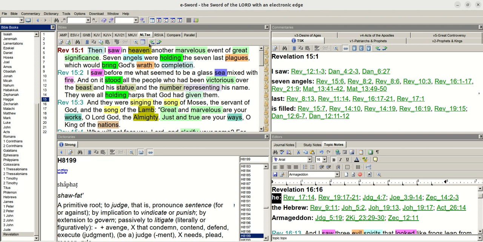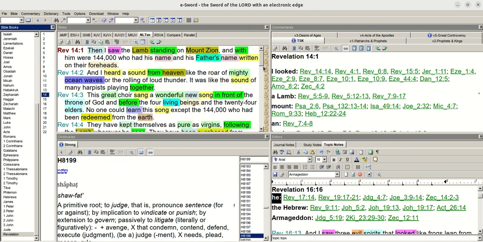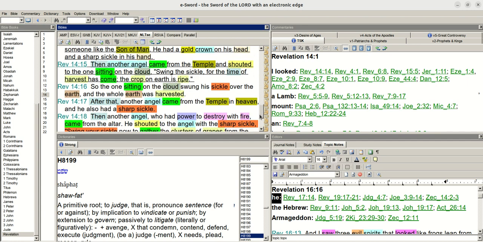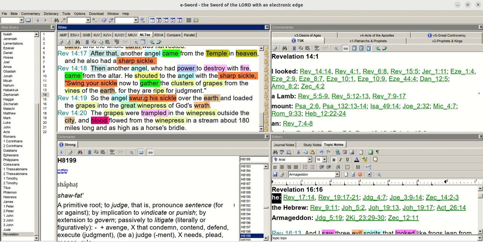But when we see the word "then," we look at the previous chapter, and I'm going to skip right down to the end. "Then I saw a lamb standing." So it tells us we've got to look back even another chapter, that all of this stuff is written in a specific order. And what do we see here? "After that, I saw an angel come down from heaven, and he had a sharp sickle. And then the angel who had power to destroy the earth came to the earth."